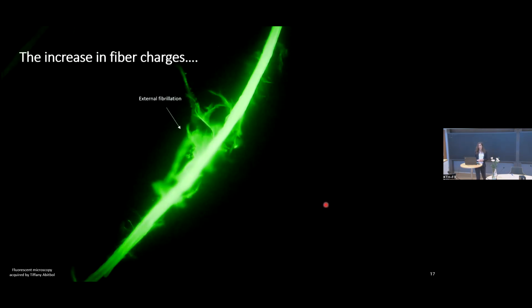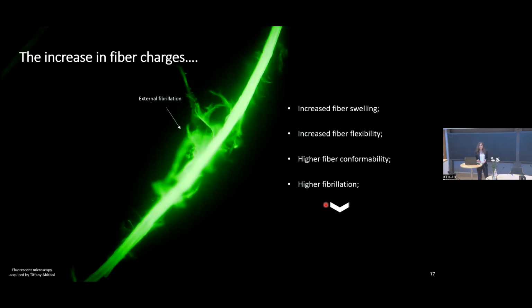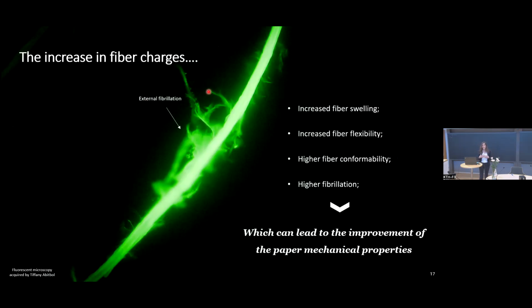And we already saw that the increase in the fiber charges increases the swelling. That leads to the increase in flexibility and conformability of the fibers, and this also will lead to a higher fibrillation in the PFI refining. In the picture you can see here the external fibrillation. So it's the fibrils that are peeled off from the fiber that will promote more bonding in the paper. And that's why we can increase the mechanical properties of our product.